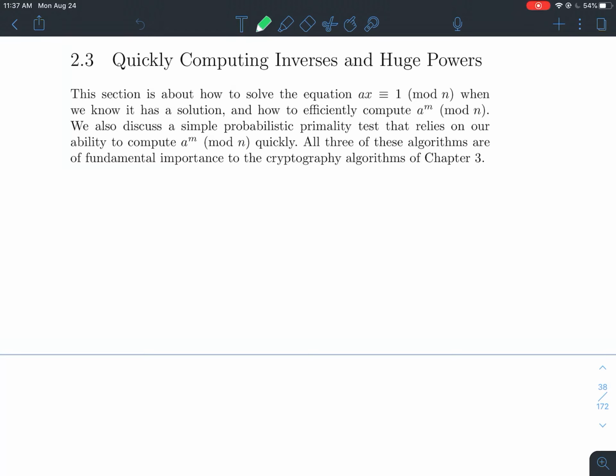This video is about 2.3 in Stein's elementary number theory book. In general, 2.3 is about how to quickly compute inverses and huge powers. And in this video, we're going to talk about quickly computing inverses.